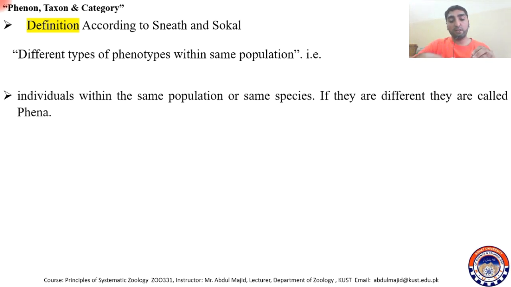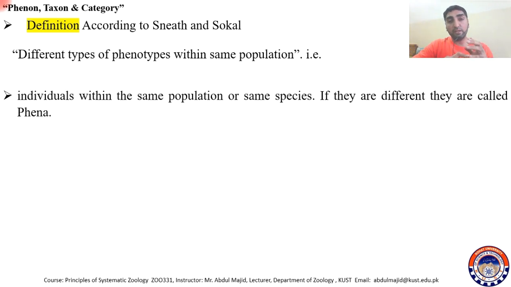So, for example, in a class of 50 students, some students have curly hair, some students have straight hair. And some students have green eye color, blue eye color, or black eye color. If you want to separate the green eye from the black eye, what you will do is ask those who have green eye color. So the green eye color is different from the black eye color.